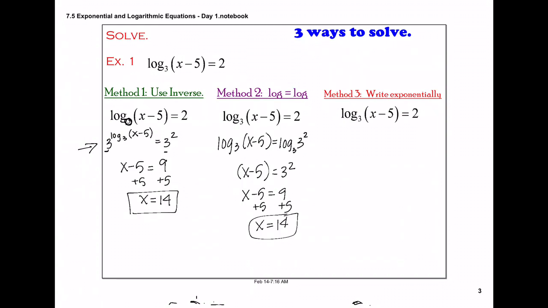Looking at method 3, if we write exponentially, I ask myself, 3 to the second power is equal to x minus 5. 3 squared is 9. To move my negative 5, I add it, and I get 14 is equal to x. So all three of these methods you can use to solve logarithmic equations, and you will end up with the exact same answer.